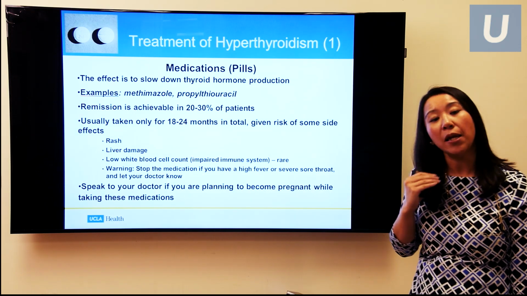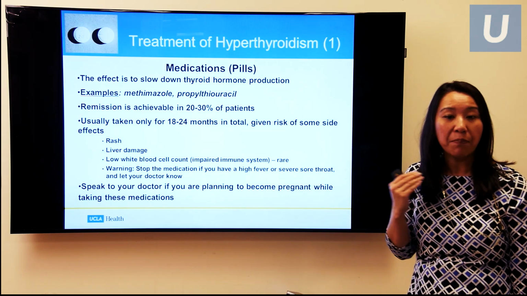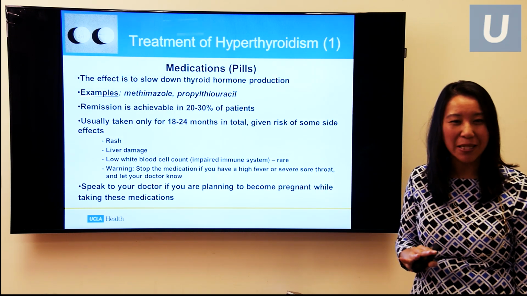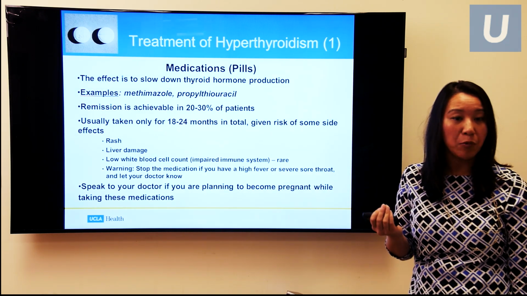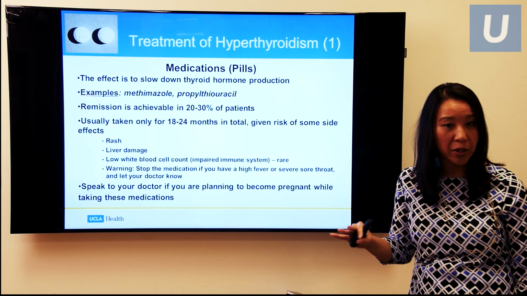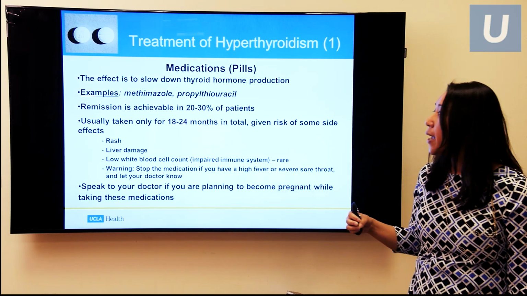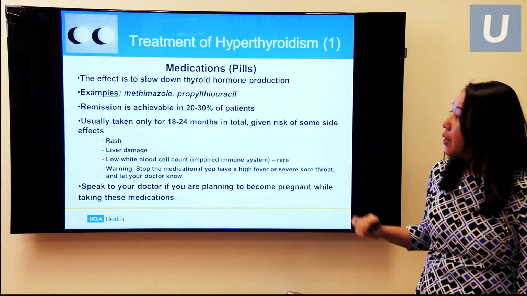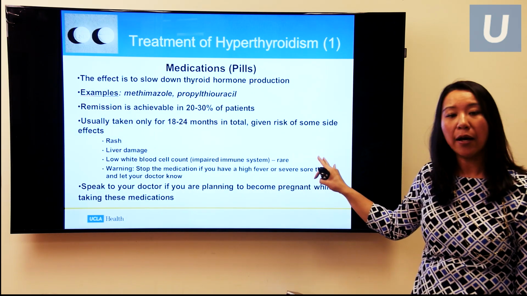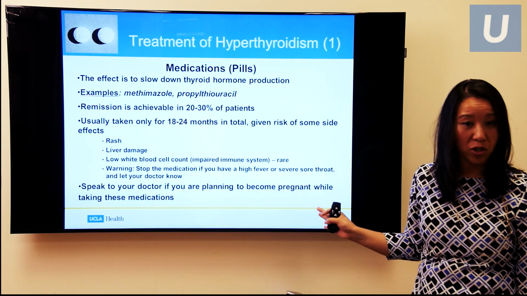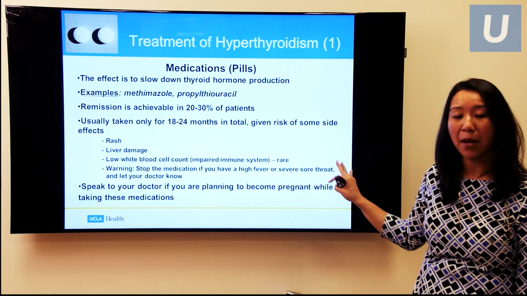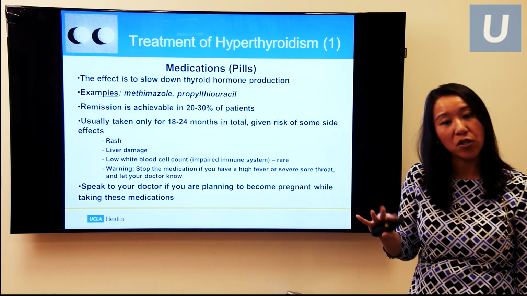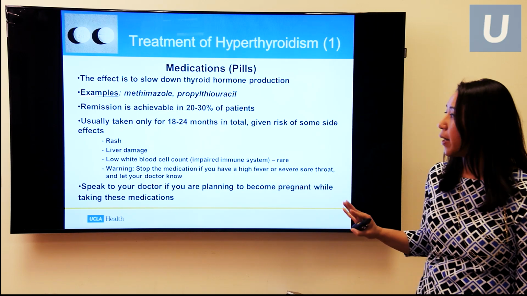If people take these medications for Graves' disease, that most common form of hyperthyroidism, you can achieve remission, which means that your disease is now controlled and you can stop the medication, in about 20 to 30% of the time. However, these medications do have some risks like any medications do. And because of that, we only recommend that they be taken for a maximum of about 1 to 2 years. So 18 to 24 months is what's recommended.